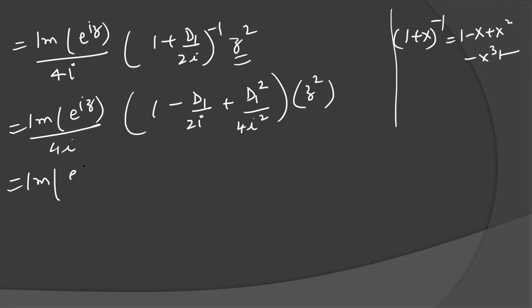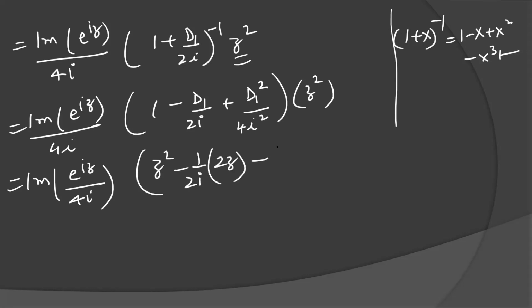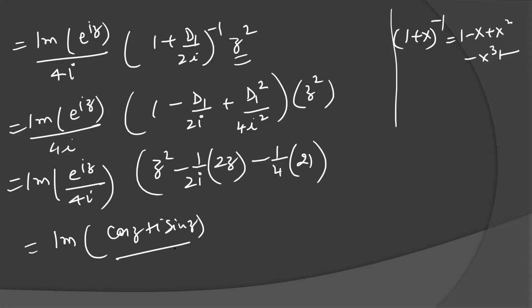So the imaginary part of e to the power iz over 4i. You take z square inside: z square minus 1 upon 2i, D1 means derivative, that will be 2z, plus 1 upon 4i square, i square is minus 1, D1 square two-time derivative, that will be 2. Now you can simplify it. e to the power iz is cos z plus i sin z over 4i. z square minus 2 is cancelled out. z over i minus 1 over 2.